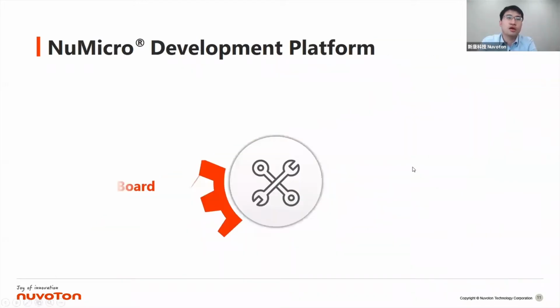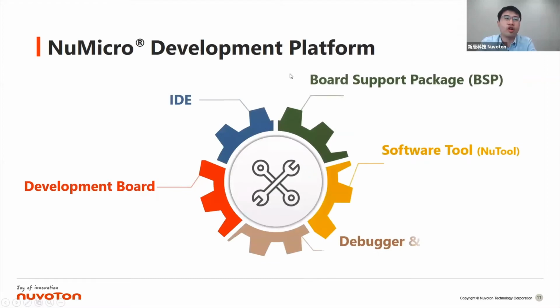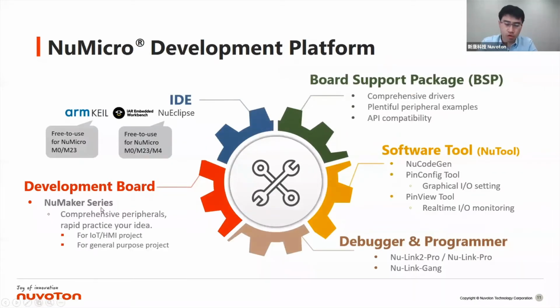Okay, so we provide you many development platforms. From the development board, we provide you the NuMicro series. For each product, each microcontroller, we will provide you a matching development board. And when you are debugging or developing, we provide you Keil and IAR and Eclipse, free to use for M0, M23, and M4. So we would like to recommend many different IDEs for you. And of course, we provide you the board and the IDE. We need to provide you the BSP. It is the library or something like a library or sample code. We provide you very comprehensive drivers. We put some OS and sample code in this board support package, so you can download it from our website.